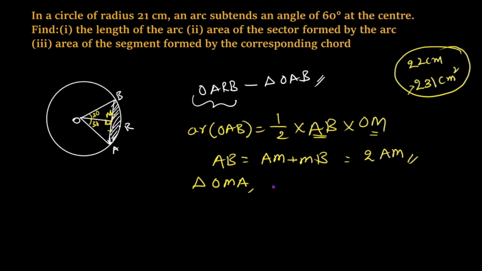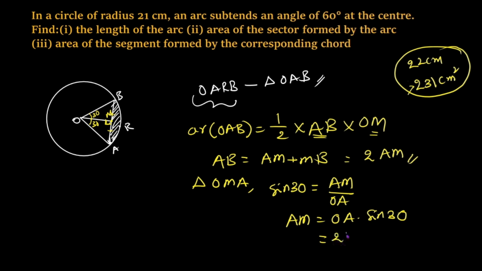So if you take sine 30, opposite side by hypotenuse, right? What is the opposite side? The opposite side to the 30 degrees is AM. What is the hypotenuse? OA is the hypotenuse. We need to find the AM. AM will become OA into sine 30. OA is the radius of the circle, that is 21 centimeters, into sine 30, which is 1 by 2. So it will come to 10.5 centimeters.